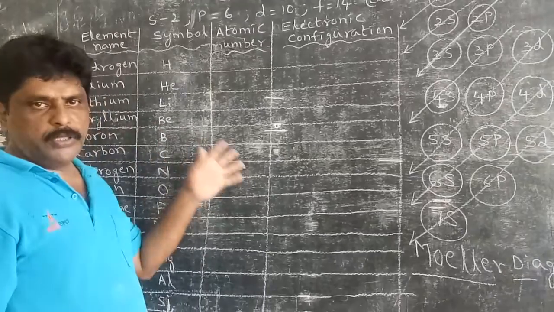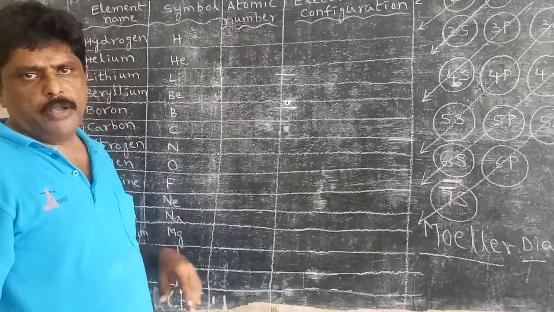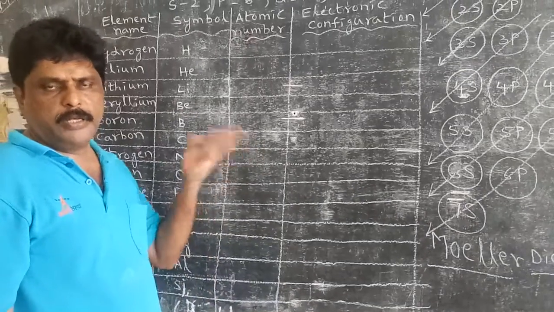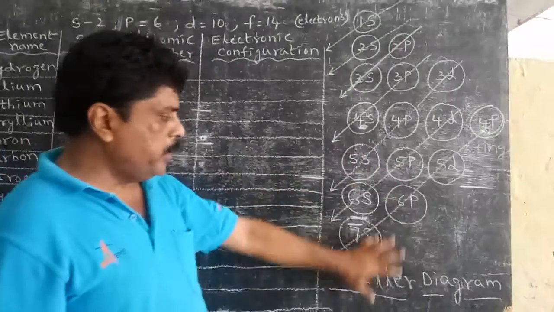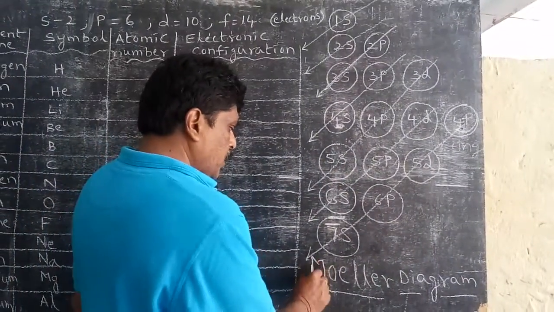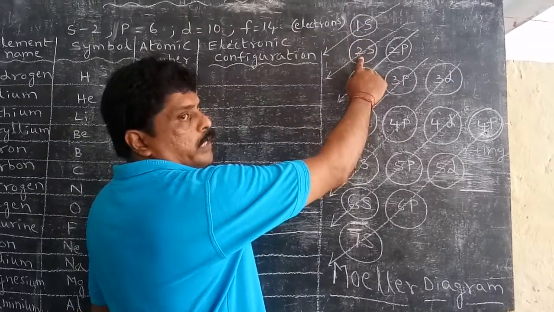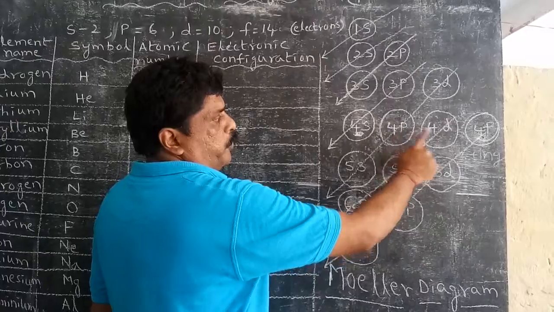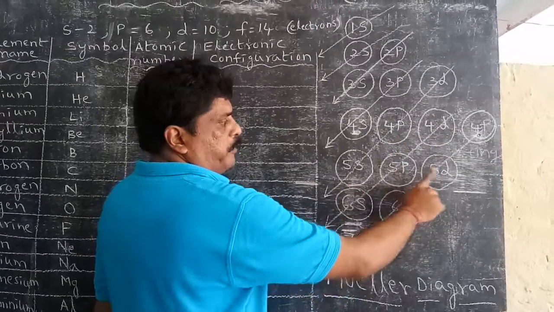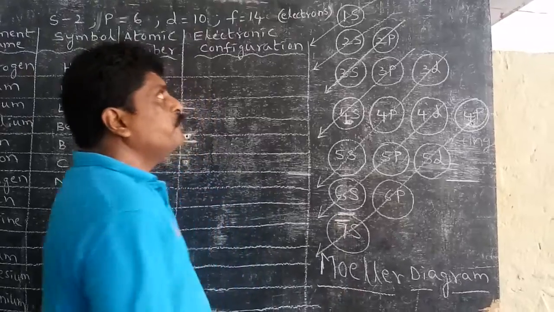I have explained for only 10 or 15. You have to do it for the next 30, next 15 atomic numbers. Okay, this is called the Moeller diagram. Here it is 1s, 2s, 2p, 3s, 3p, 3d, 4s, 4p, 4d, 5s, 5p, 5d, 6s, 6p, and then 7s.